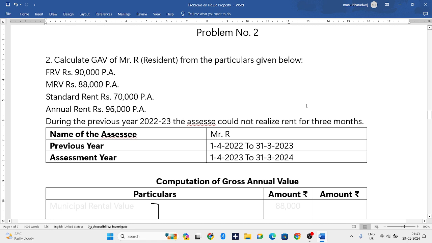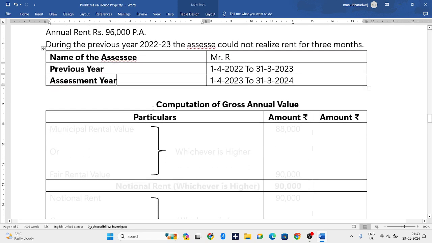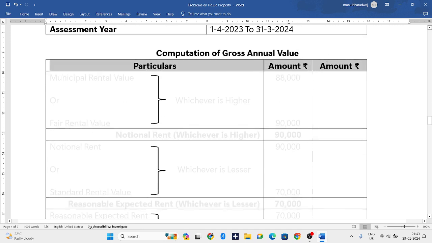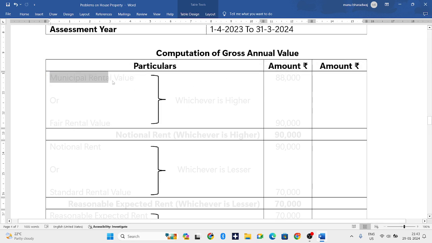So based on this information, we have to calculate GAV. First, write the name of the assessee, Mr. R, previous year and assessment year. Next, we have to take the heading computation of gross annual value. Particulars column, amount column. So first, you have to consider municipal rental value.